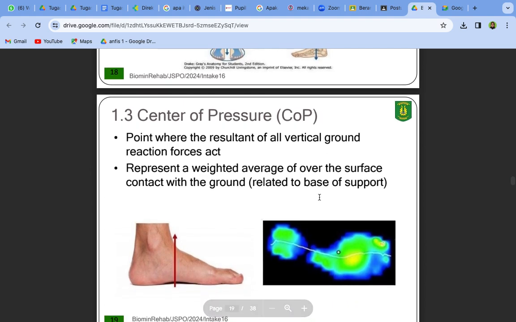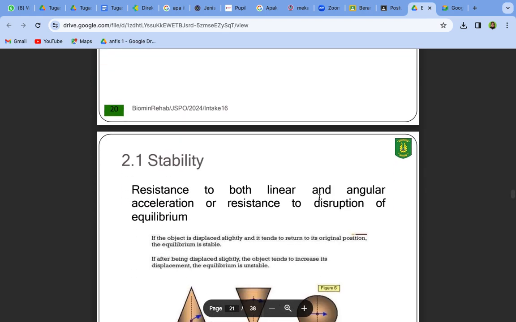Okay, the next one is center of pressure. What is center of pressure? It is the average location of all the pressure acting upon a body moving toward a field. Another definition is the base of the ground reaction force vector, which lies within the foot, as that is the body segment in contact with the floor. It is the point where the resultant of all vertical ground reaction forces act, representing a weighted average over the surface in contact with the ground, related to the base of support.